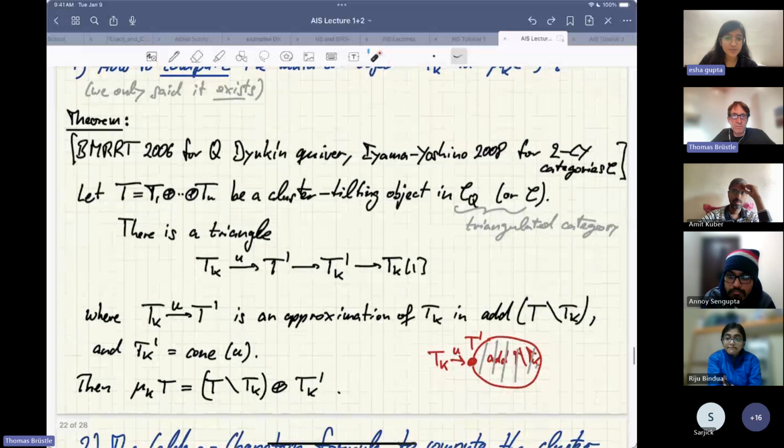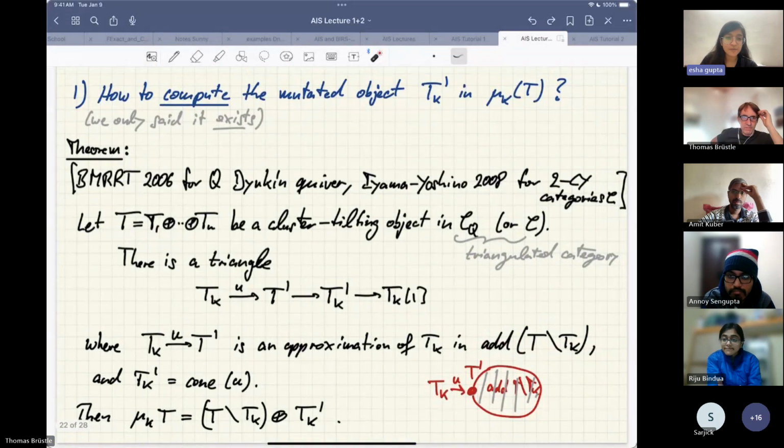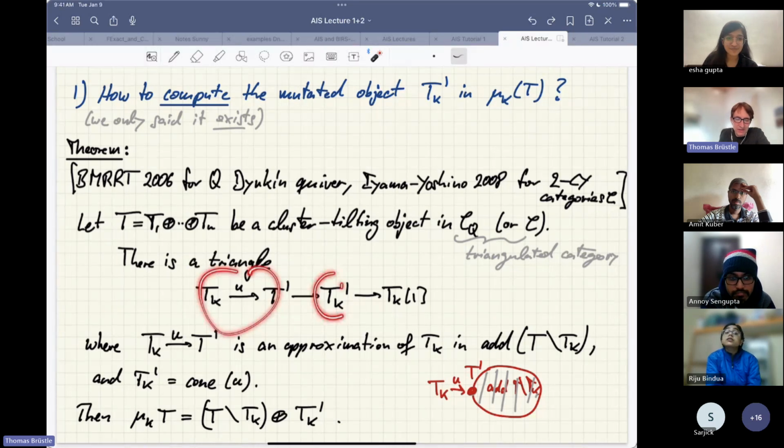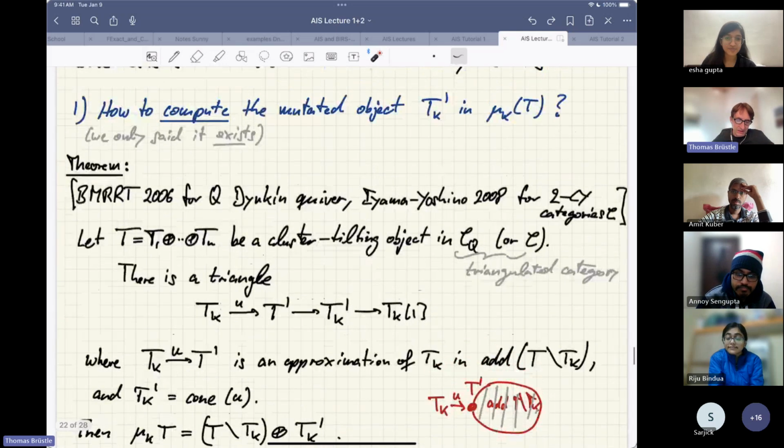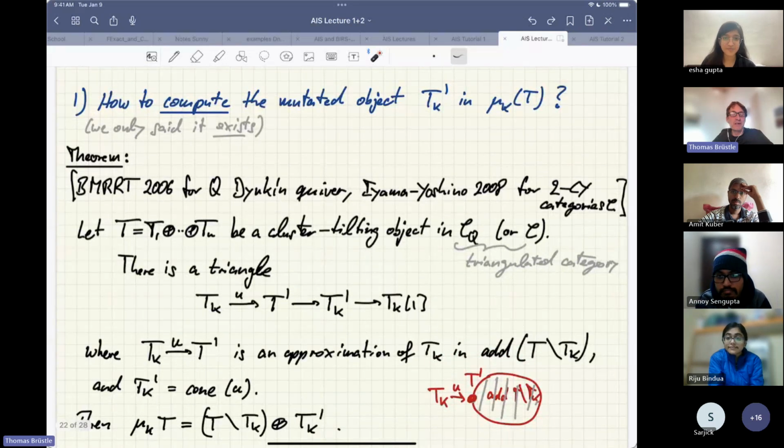For people who are not comfortable with triangles, they can imagine short exact sequences. Short exact sequences are examples of triangles, but not the other way around. If you don't like triangles, think of kernels and cokernels. So you can complete this to some object here, a kind of cokernel. But you see a little bit why I did not want to go into the details of this, because I did not want to define what a triangulated category is.